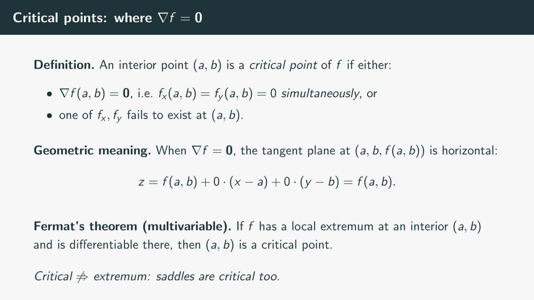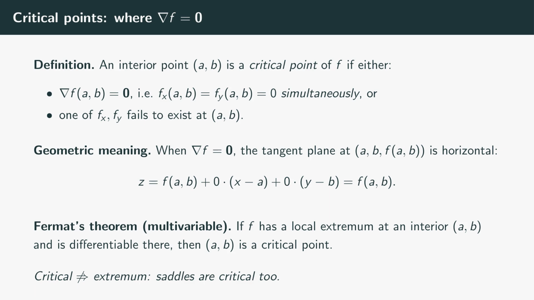A horizontal tangent plane is the multivariable version of a horizontal tangent line in one dimension. The multivariable Fermat's theorem says, at an interior local extremum, the gradient must vanish. So critical points are the only candidates, but, as in one dimension, not every critical point is an extremum. Saddles are critical points too. The gradient test screens for candidates. We need a second test to decide what kind of critical point each candidate is.